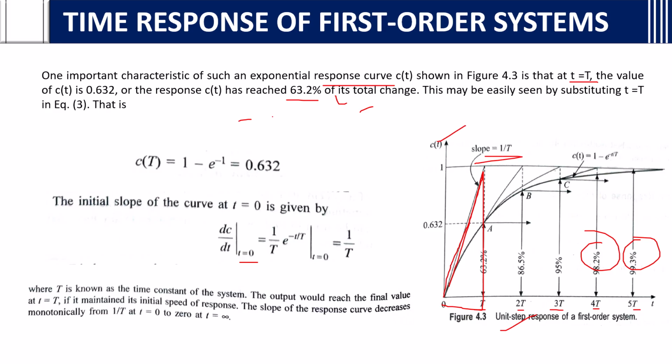So this graph you need to draw in the exam. If they ask for the unit step response of the first order system, you need to draw the diagram and explain. Here T is known as the time constant of the system. The output would reach the final value at t equals T if it maintained its initial speed of response. The slope of the response curve decreases monotonically from 1 by T at t equals 0 to 0 at t equals infinity. When t becomes infinity, the slope becomes 0. Okay.